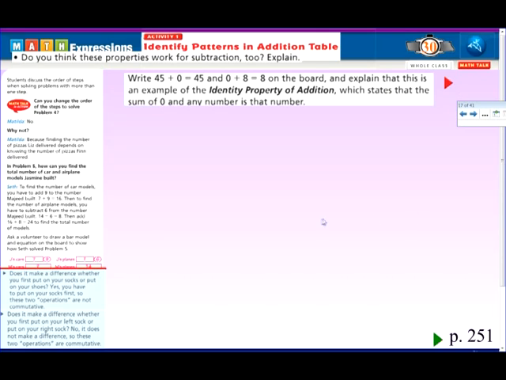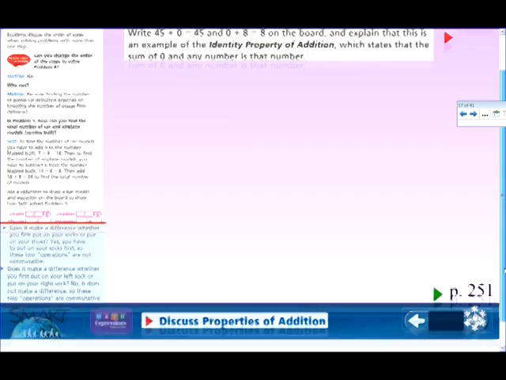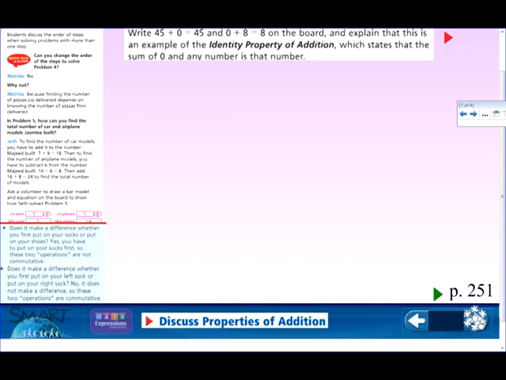And the last property of addition is called the identity property of addition. And what it says is any number, when you add a 0 to that number, is going to be what? The sum is going to be that same number. So 45 plus 0 equals 45. And 0 plus 8 is going to equal 8. So it's identifying itself as the number that it's used with a 0. So those are the 3 properties of addition. And we will be practicing those and making sure you understand how to use them.